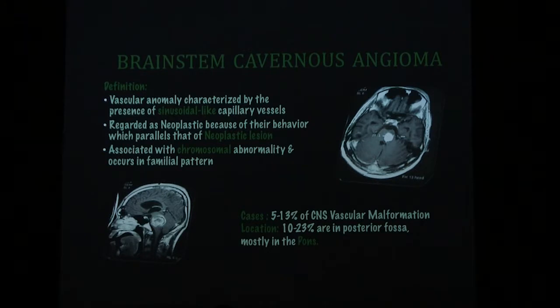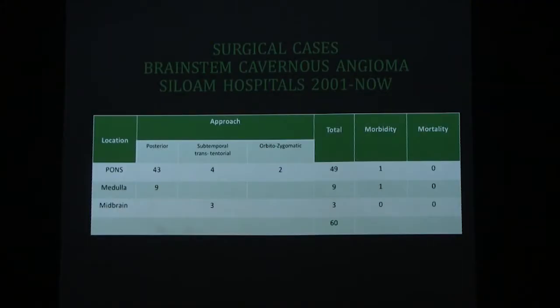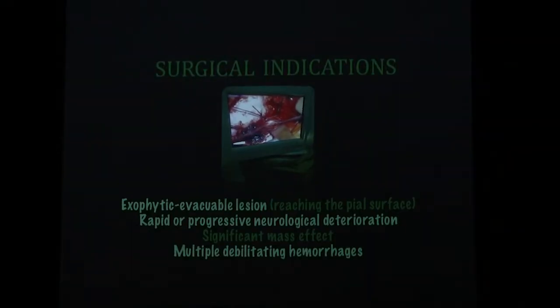So this is the definition of brainstem cavernous angioma. In our serial cases, 99% is cavernoma. We have glioma, we have TB, tuberculoma, but 99% needing special technique is cavernoma. So this is considered as a neoplastic, mostly in the posterior fossa and mostly in the pons. This is the serial cases we have. We started brainstem surgery in 2001 in Indonesia, and up to now we have about 60 cases.